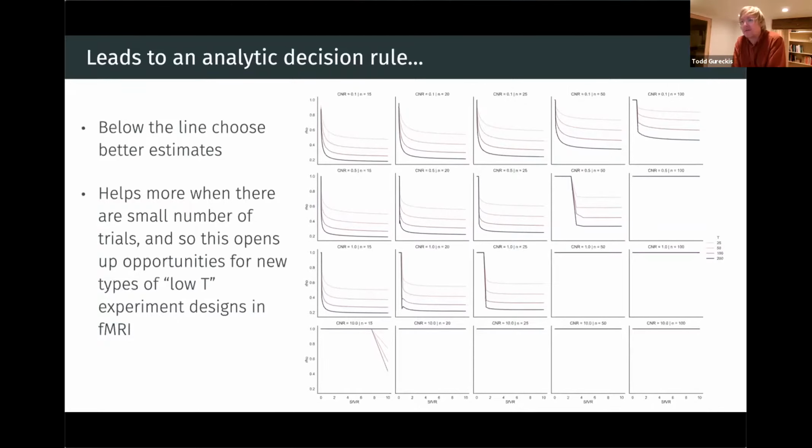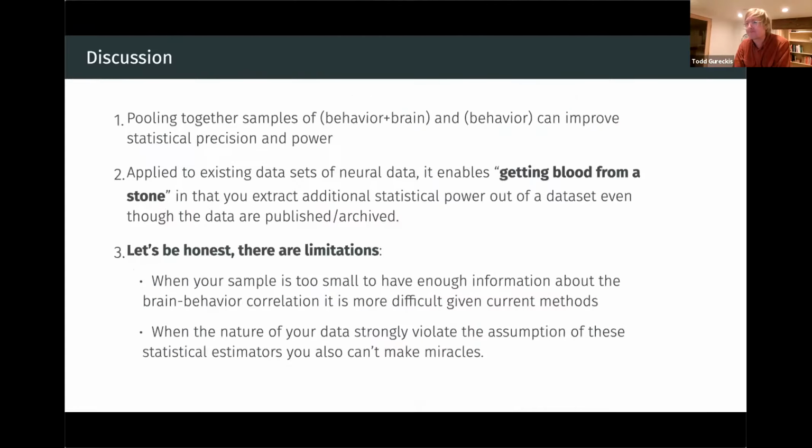So this actually opens up opportunities in some ways for new types of low trial experiment fMRI designs, in the sense that if you have a small number of trials, but you know a lot about the stimulus, you know a lot about the cognitive operations that are going on, then potentially you can leverage extra data sets in order to enable you to make inferences about brain behavior correlations that wouldn't be possible otherwise in less powered designs.